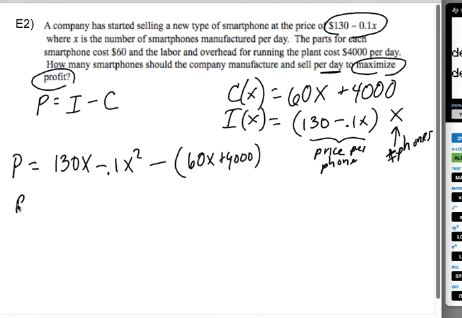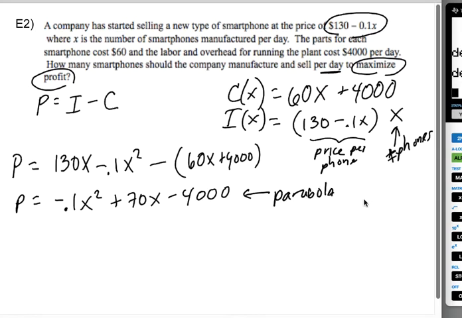When I clean this up a little, my profit is going to end up being a negative 0.1x squared. I get 130x minus the 60x, so that's a plus 70x. And then when I distribute the negative here, I get a minus 4,000. Now, there's probably at least one person watching this video that thinks, wait a second, this is a parabola, an x squared with a negative leading coefficient. Hey, there's the max. Is it cheating to use your Algebra 2 knowledge to say that the max has to happen at negative b over 2a? No, it is not cheating. Congratulations, Algebra 2 is helpful.